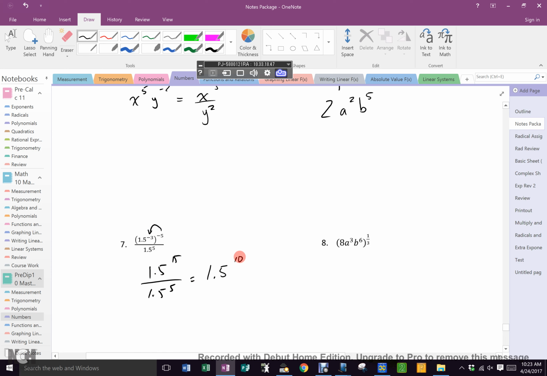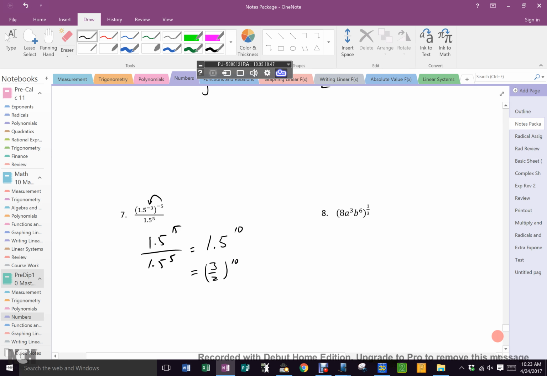Could we take that further? Because that's technically 3 halves to the 10th, isn't it? Which is technically 3 to the 10th over 2 to the 10th, which is a stupid big number divided by another stupid big number, but you're going to end up with something like 20. So we're not going to go any further than that. Does everybody understand? Just for fun.